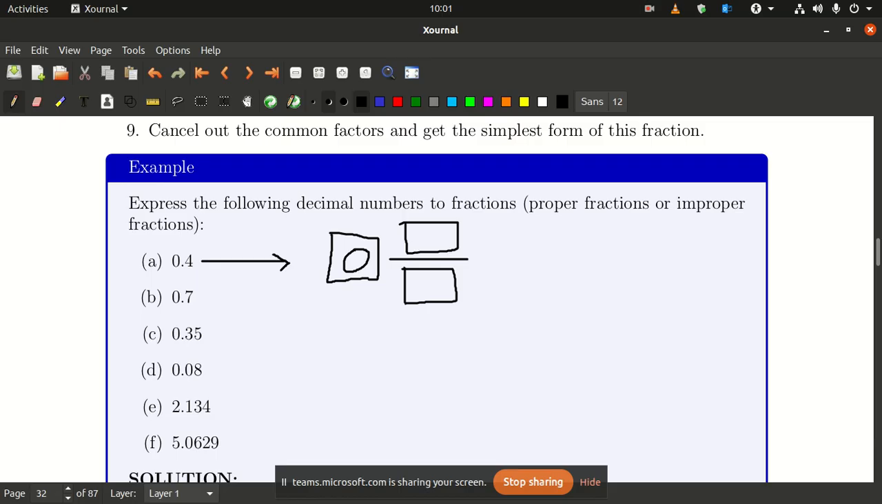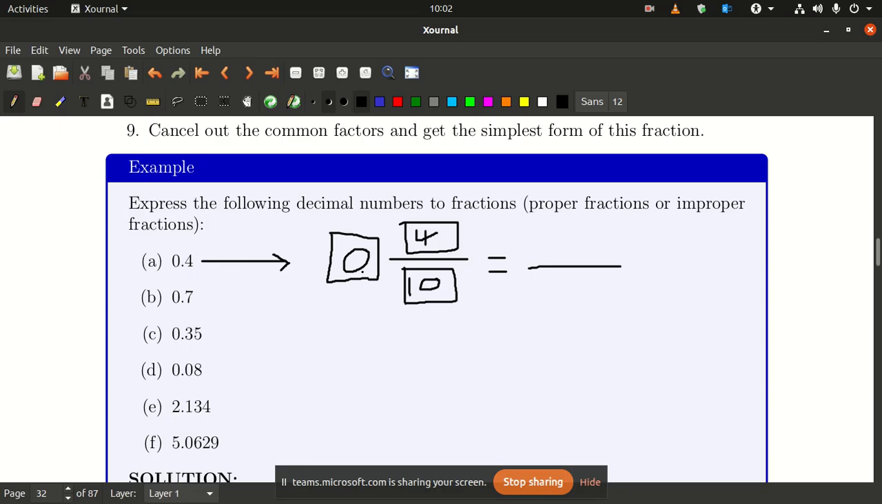Is there anyone who's not getting that part? No. Okay. Now, what is going to be our numerator here? 4. Yes, we are going to have a 4 there. And then what is going to be our denominator? 1. We always place a 1, right? And then how many numbers are after the decimal point? 1. So we are going to have one 0 here. Are we getting it? Yes. Okay. Now let's convert this to a fraction.